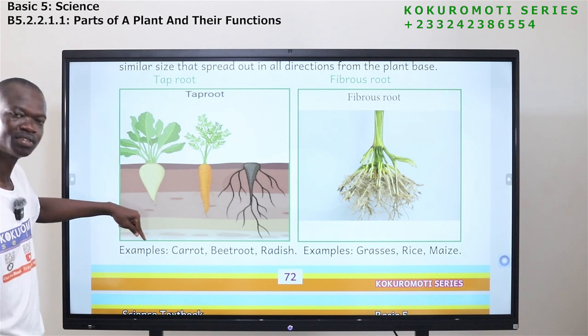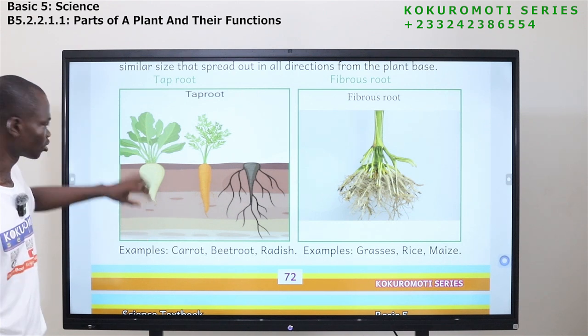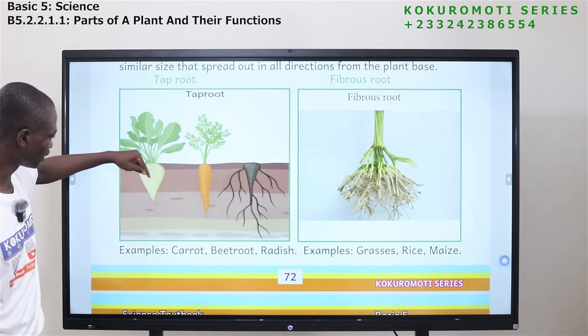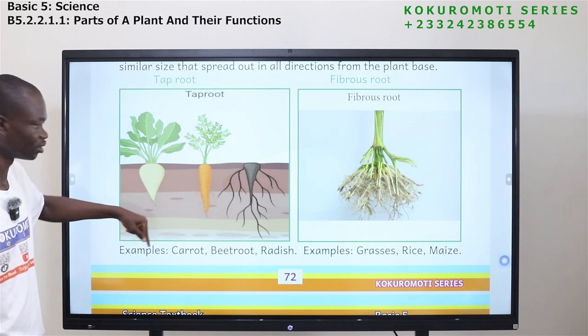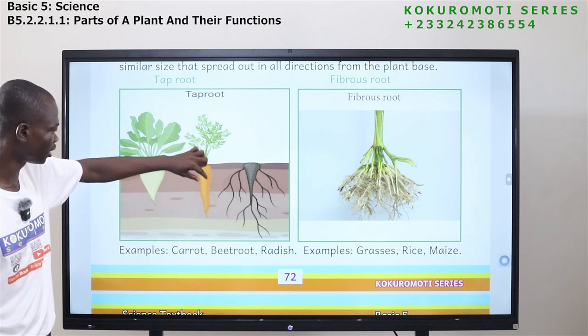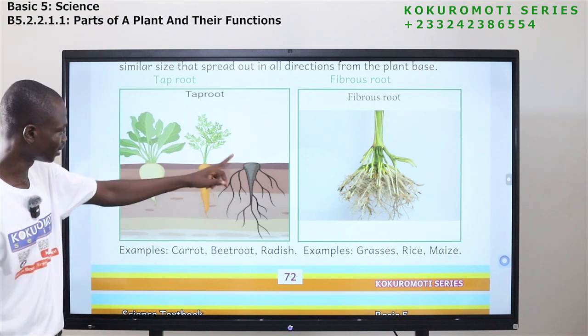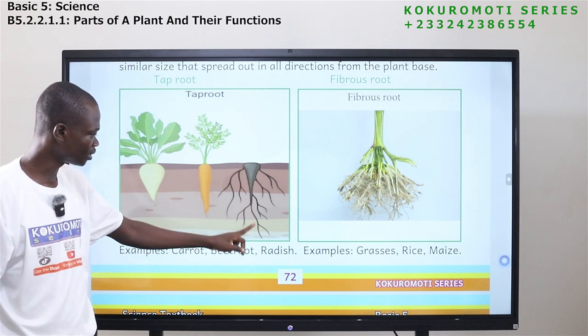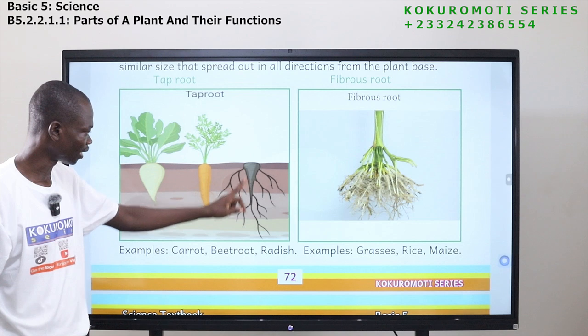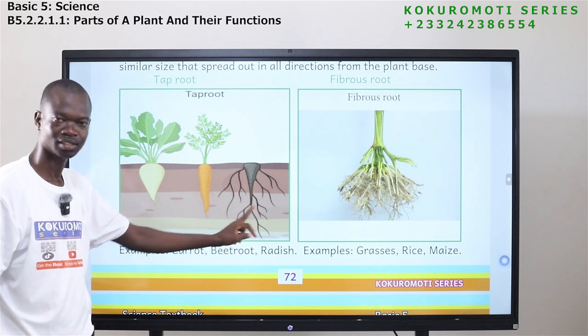The next thing that you should also know is that here, the roots, we have a big one that goes deep. So look at this, very big, and it's going deep down the soil. Look at this, big, going deep down the soil, though there are other small ones on it. There's another one here, you see the big one going deep down the soil, and other smaller ones there.